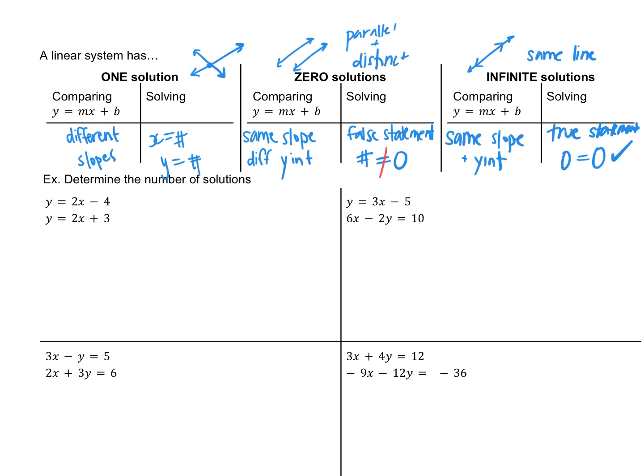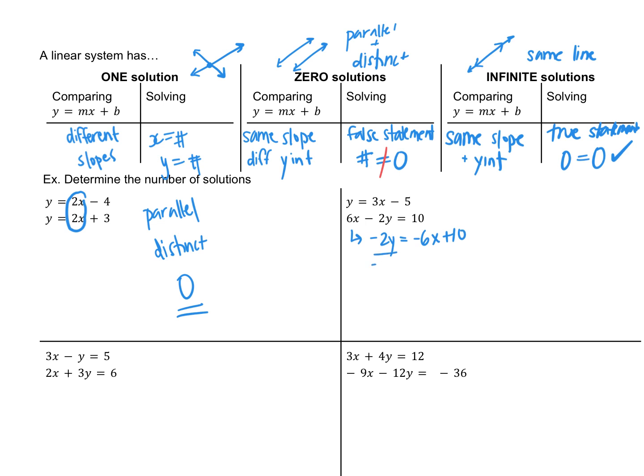So in this first example, they're both in y equals mx plus b form, and I notice same slope but different y-intercept. So that means they're in the same direction, they're parallel, but they're distinct because they're starting at different points, which means we have 0 solutions. For the next one, one of my equations is in y equals mx plus b, the other isn't. So I'm just going to convert this second one into y equals mx plus b.